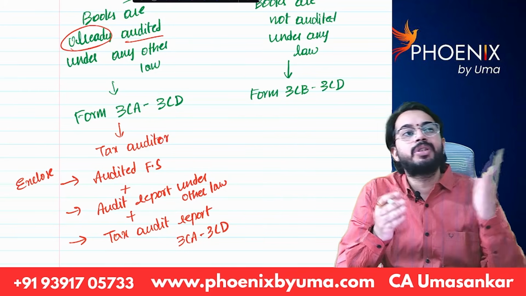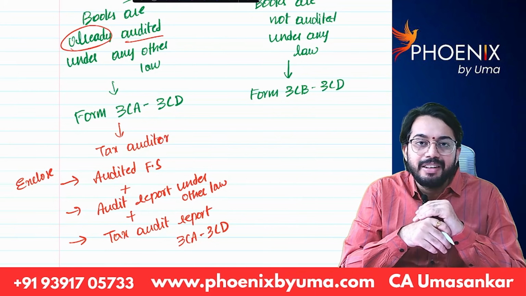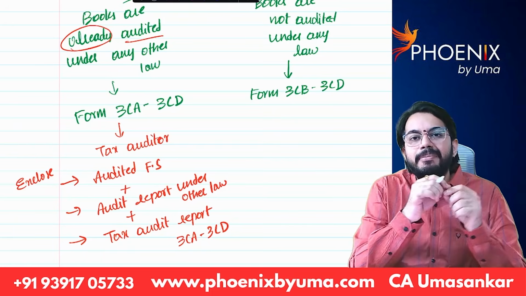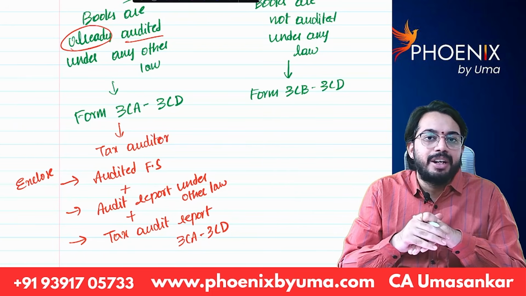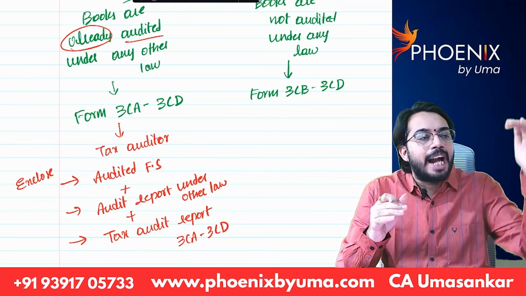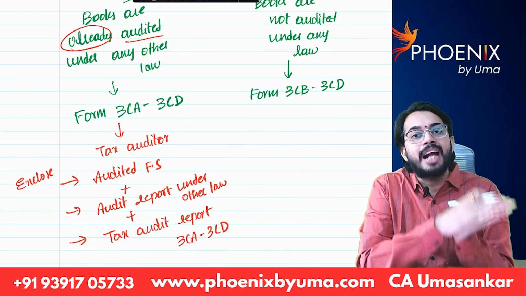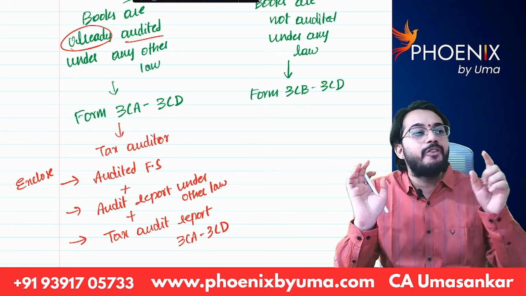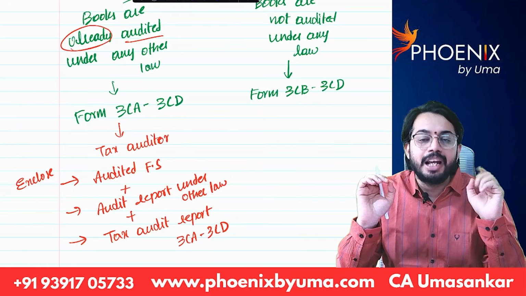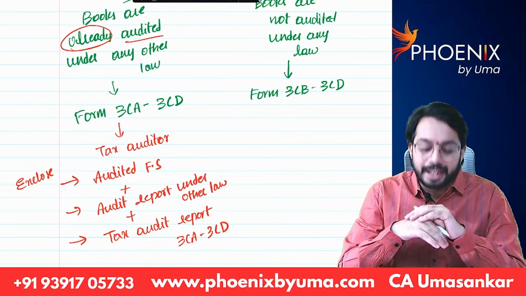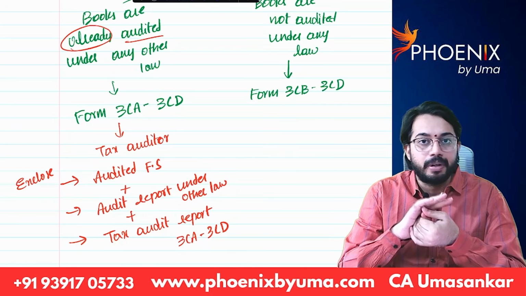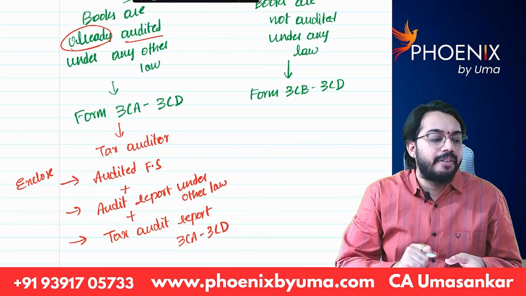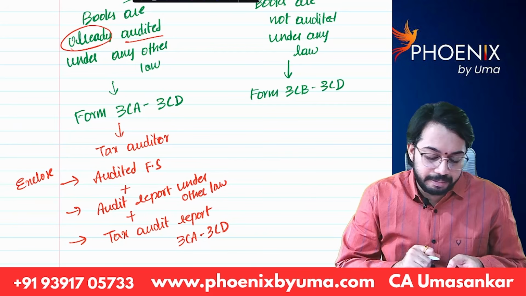See, already books are audited under the Companies Act. Then again, why do the audit from the beginning? So what will the tax auditor do? The tax auditor will go through the statutory audit report. That statutory audit report will be enclosed, attached with the tax audit report. And whatever audited financial statements are there will also be attached along with the tax audit report. And the tax audit report will be given in form 3CA and 3CD.